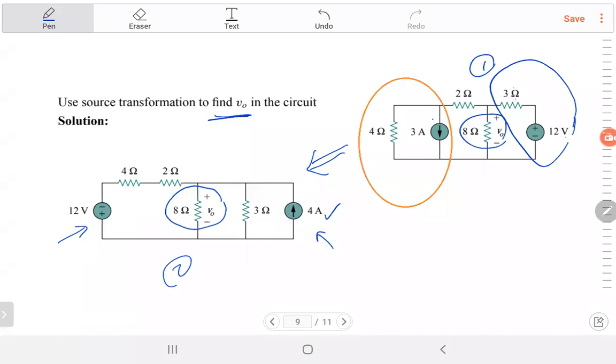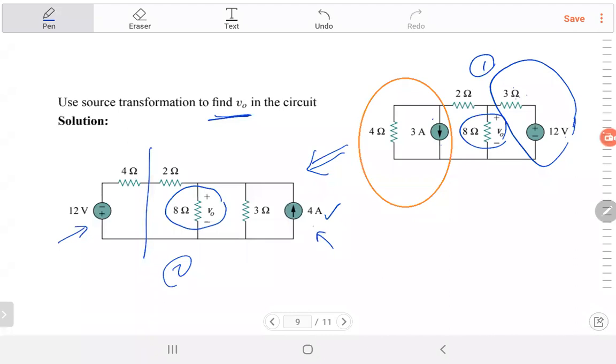And the 3 ohm I brought in parallel. I did 2 transformations. You're right. Like this one, I transformed the current source to a voltage source. And 12 divided by 3, I got 4 amp. And then the 3 ohm, I made it in parallel. Yes, I did 2 transformations. I'm sorry, I didn't explain the one to the right here. So I did 2 transformations.